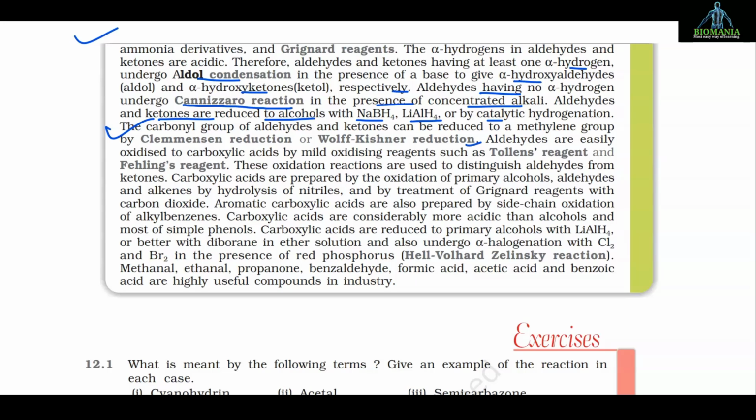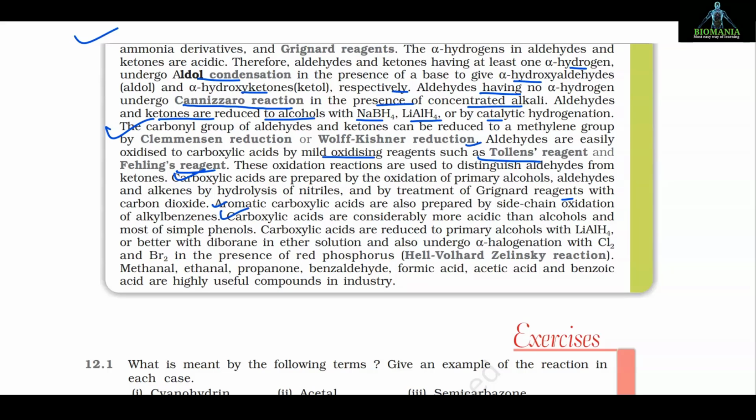Aldehydes are easily oxidized to carboxylic acid by mild oxidizing reagents such as Tollens' reagent and Fehling's reagent. These oxidation reactions are used to distinguish aldehydes from ketones. Carboxylic acids are prepared by the oxidation of primary alcohols, aldehydes and alkenes, by hydrolysis of nitriles, and by treatment of Grignard reagent with carbon dioxide. Aromatic carboxylic acids are also prepared by side chain oxidation of alkylbenzenes.